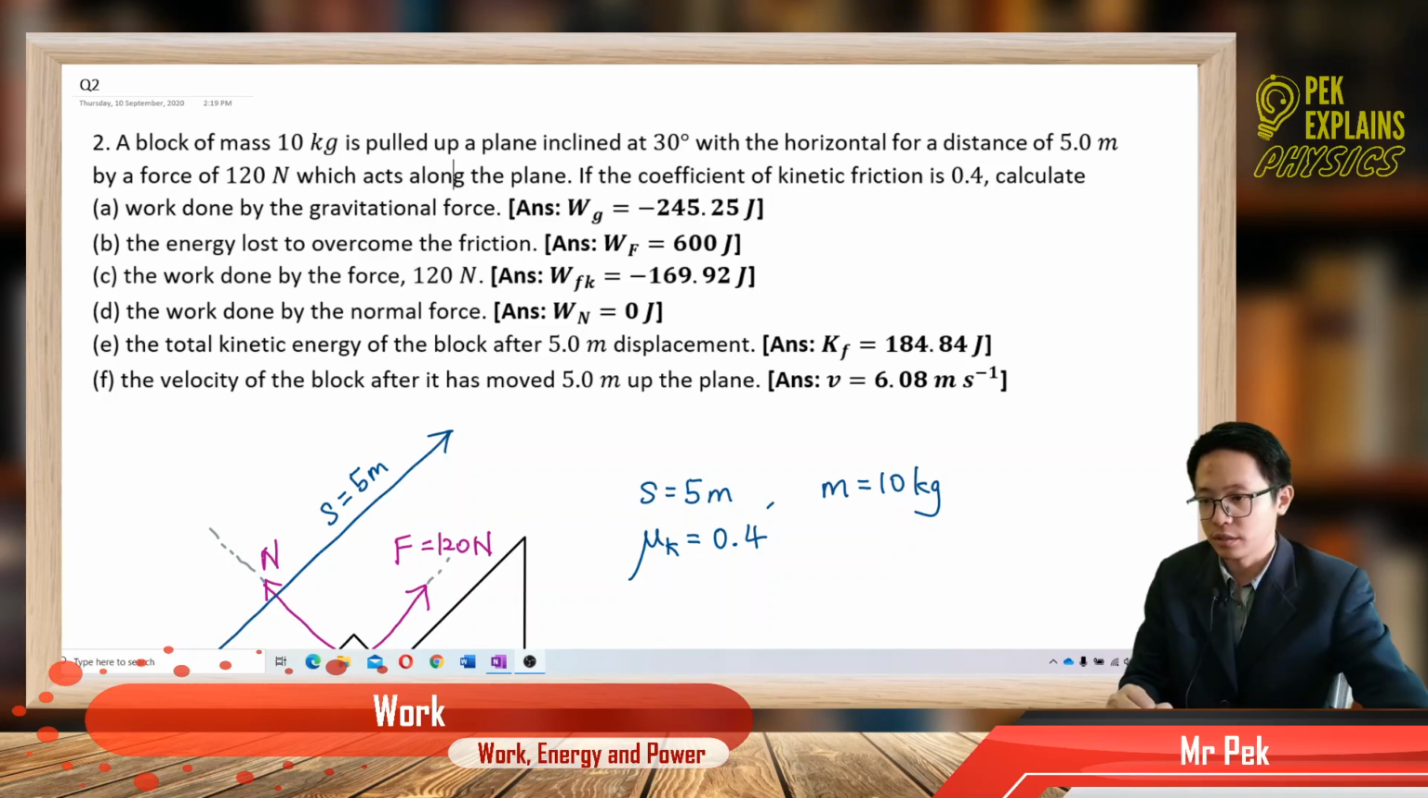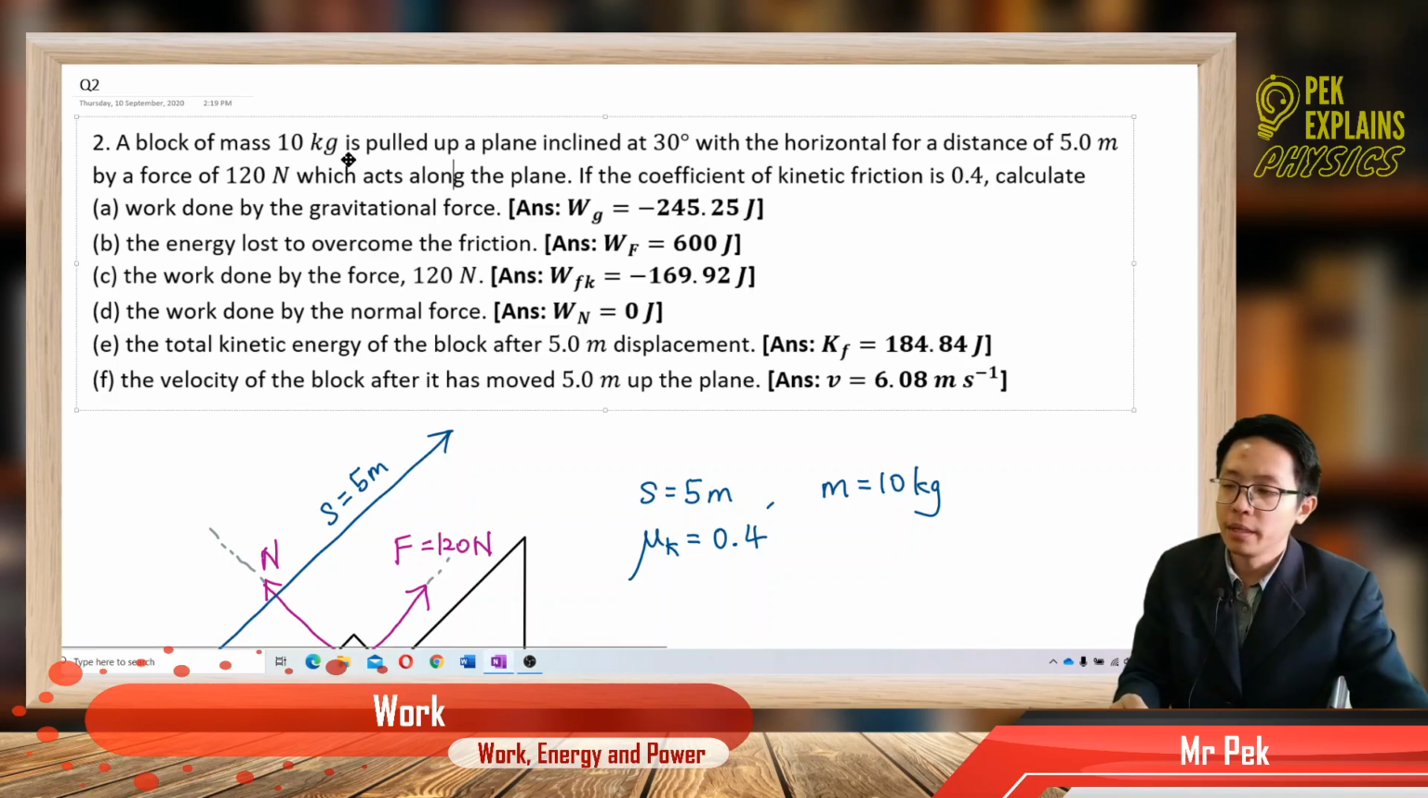We are still in the subtopic work done, and this is our second question. Let us read this question together. A block of mass 10 kg is pulled up a plane inclined at 30 degrees with the horizontal for a distance of 5 meters by a force of 120 Newton, which acts along the plane.